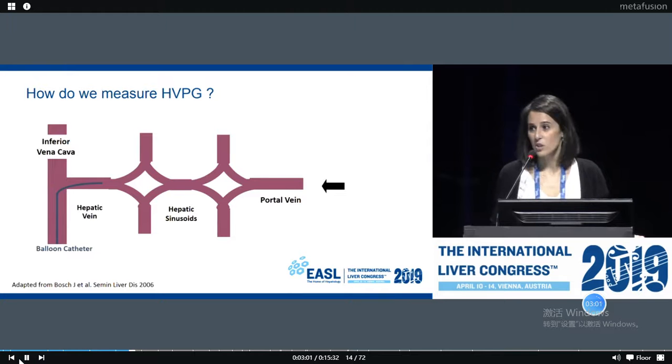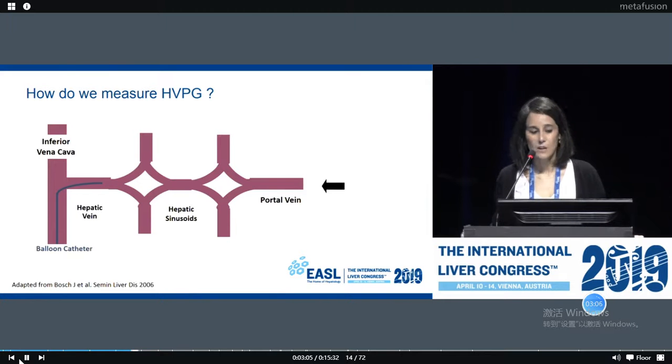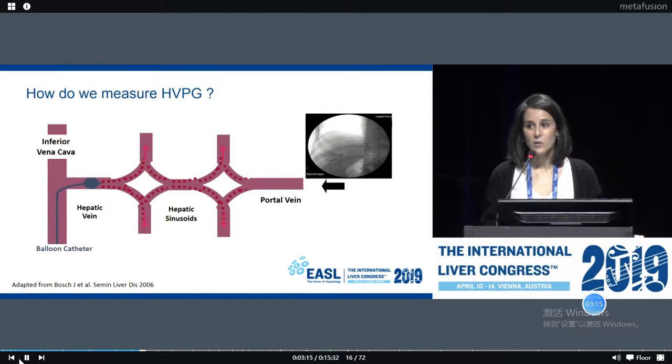And how do we measure HVPG? We place a balloon catheter in one of the main hepatic veins, and we measure the free pressure. After that, we occlude the vein, inflating the balloon, and what happens is that we create a column of blood that will transmit the pressure of the immediately preceding territory, which is the hepatic sinusoids.